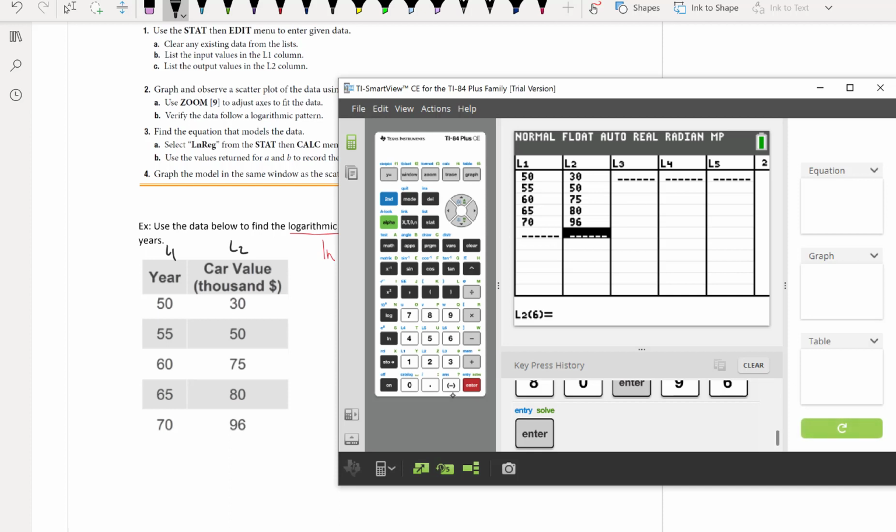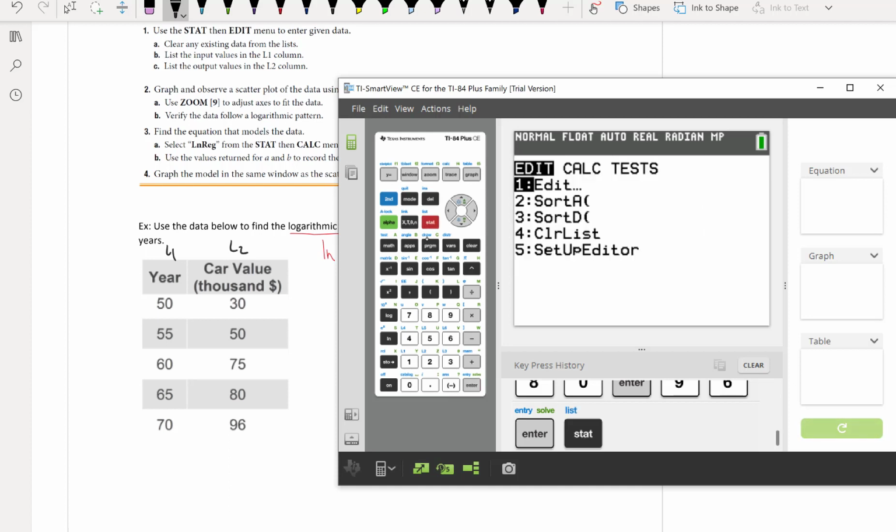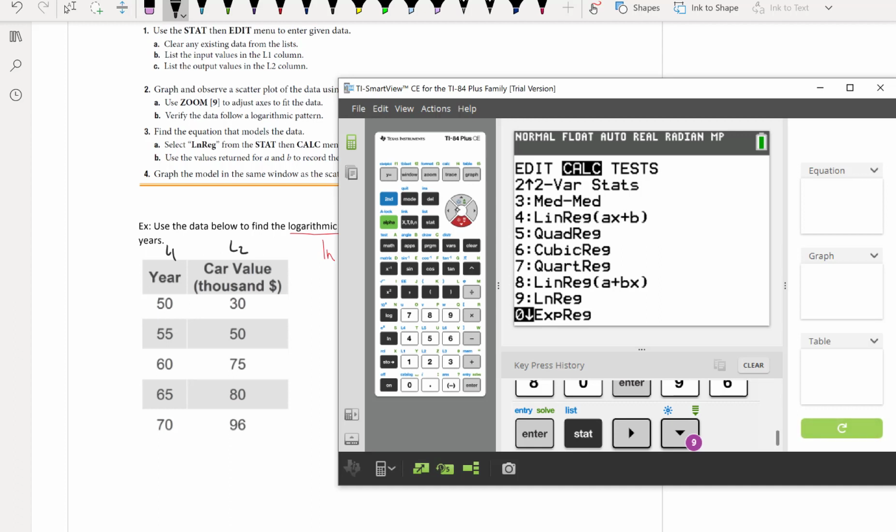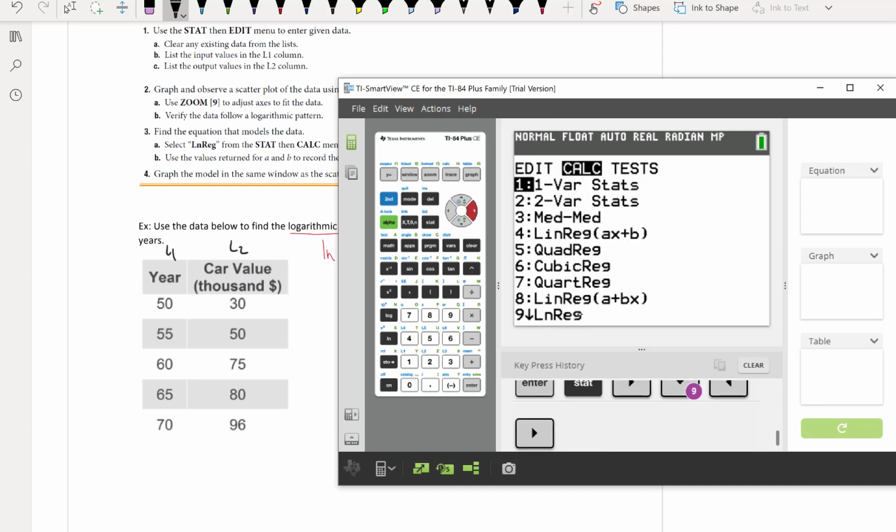So since I'm finding my logarithmic regression, I'm going to go to my stat. I'm going to calculate. And I'm going to go down until I see my ln regression. So ln regression, oops, is here as number 8. So we're going to go down to number 8. So now, oops, not number 8, that's linear regression. Number 9 is logarithmic regression. So there's a key difference between LIN and LN. So make sure that your logarithmic regression is LN, okay? That's going to make a huge difference.